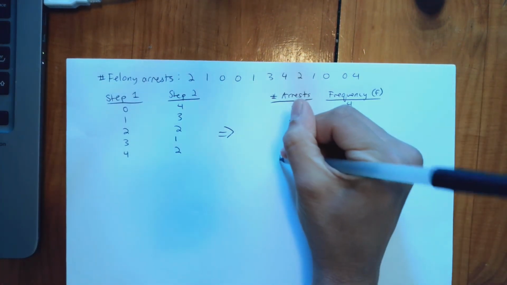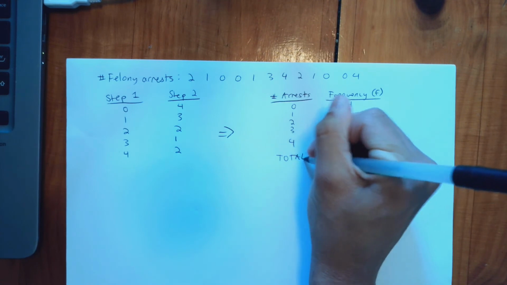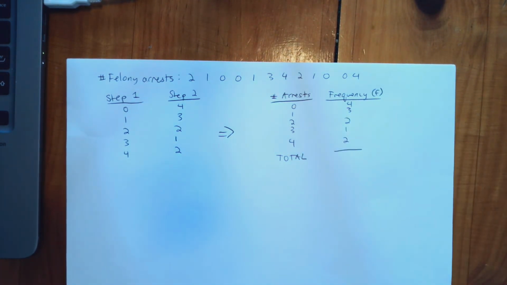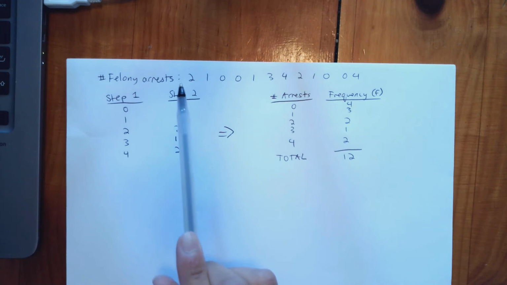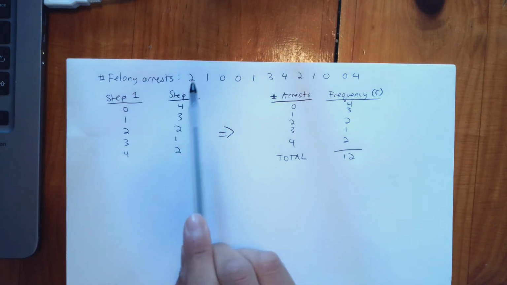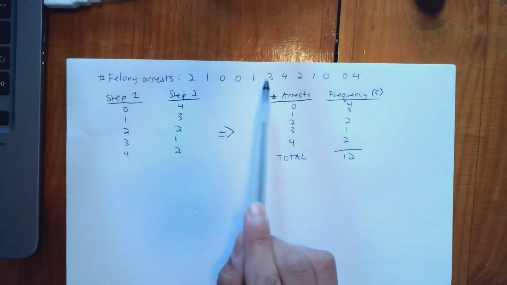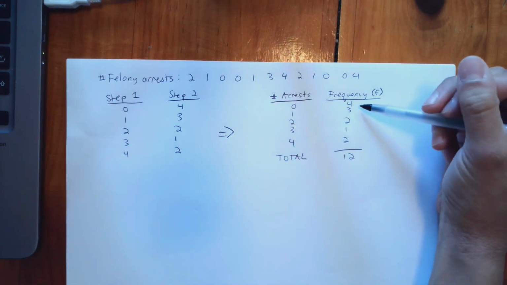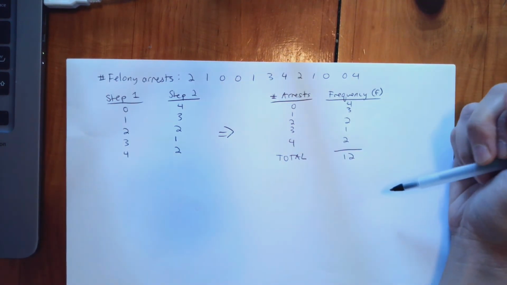And finally, I'm going to add up the total, which tells us the total number of observations we had in the sample, which, as we said before, was 12. And you could get this number 12 in 2 ways. You could either count up the number of observations that we have here, so 1, 2, 3, 4, 5, 6, 7, 8, 9, 10, 11, 12, or you could add up the numbers that we have in this frequency column here.